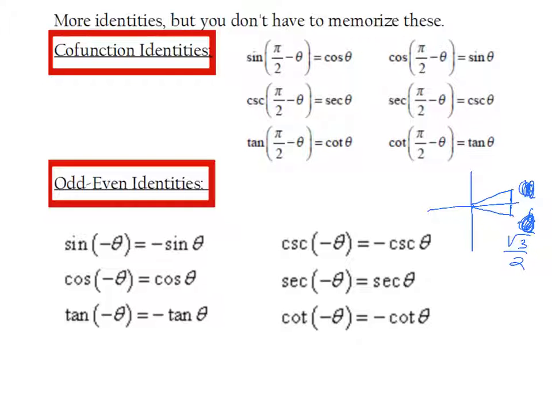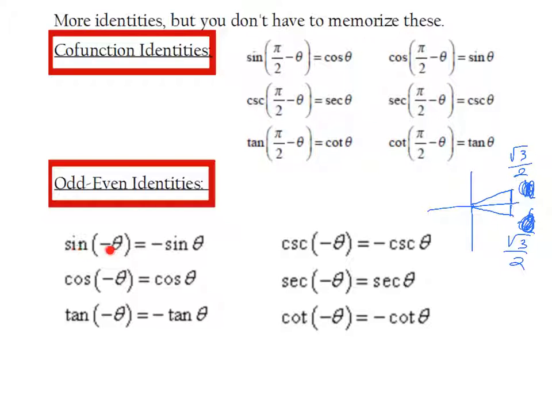which happens to stay the same as the cosine of a positive pi over 6. They both have the same sign because you're towards the right, and cosine has to do with your x value. So what that means here, if you remember when we did inverses, it just has to do with the quadrants in general.